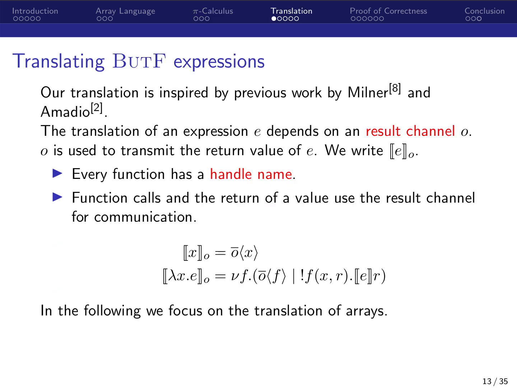So now we can translate BUTF expressions, given what we have, and the translation is inspired by previous work by Robin Milner and Thompson. And the translation of expression uses what we call a result channel that we use for transmitting the return value of the expression. We write E in parentheses O. And functions have handle names. That's what we use for getting access to functions. And we use the result channel for communication, and when we translate lambda abstraction, we see that here we set up a new function name and we transmit that to the world on our result channel, and then everybody can use us by using the f name. And because we can use the function as many times as we want, this resource needs to be replicated, what we see here.